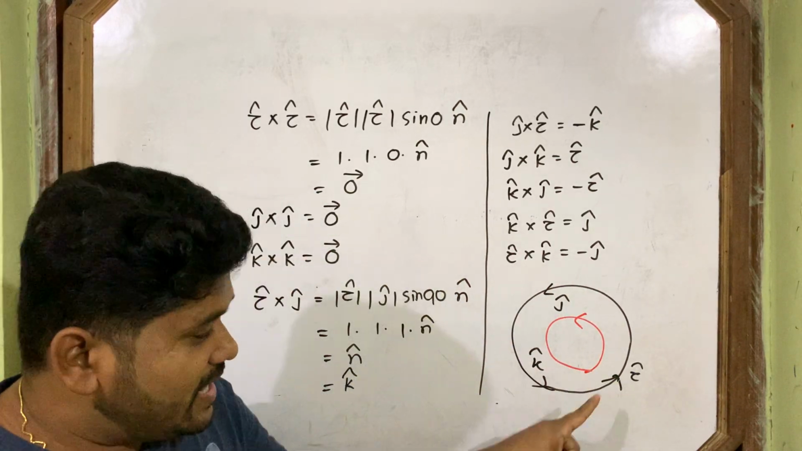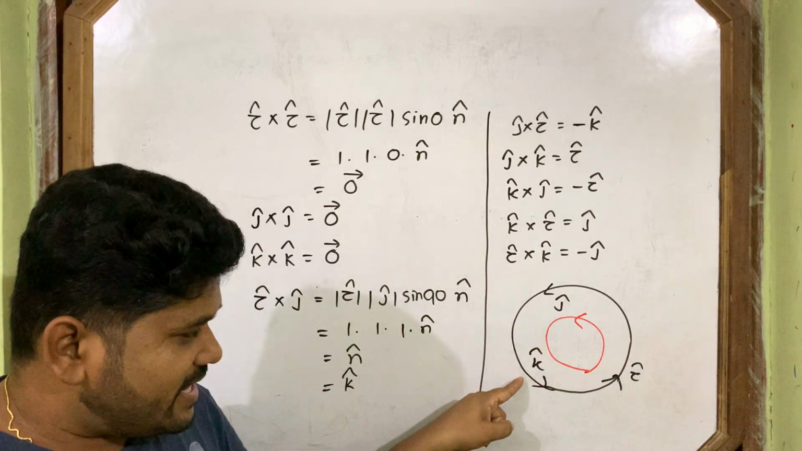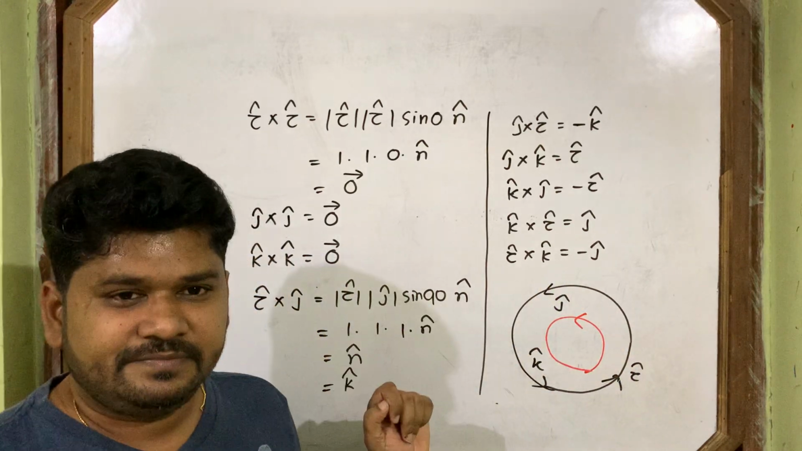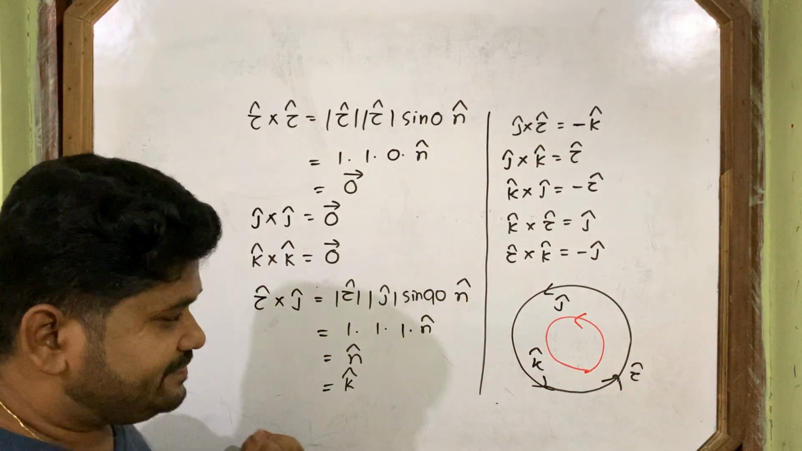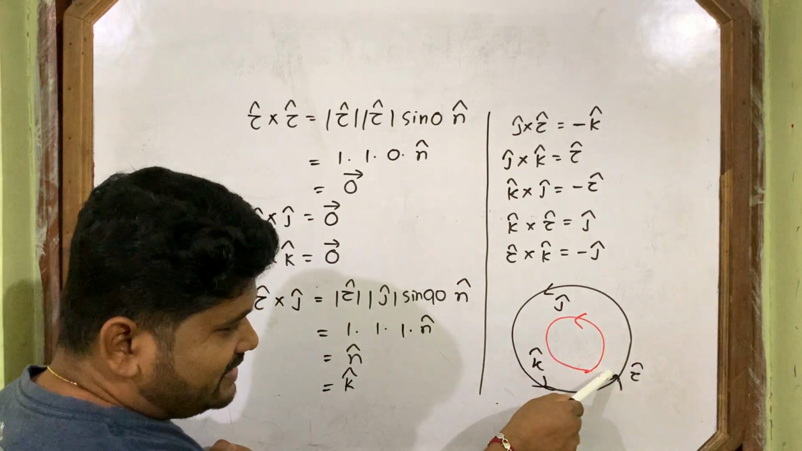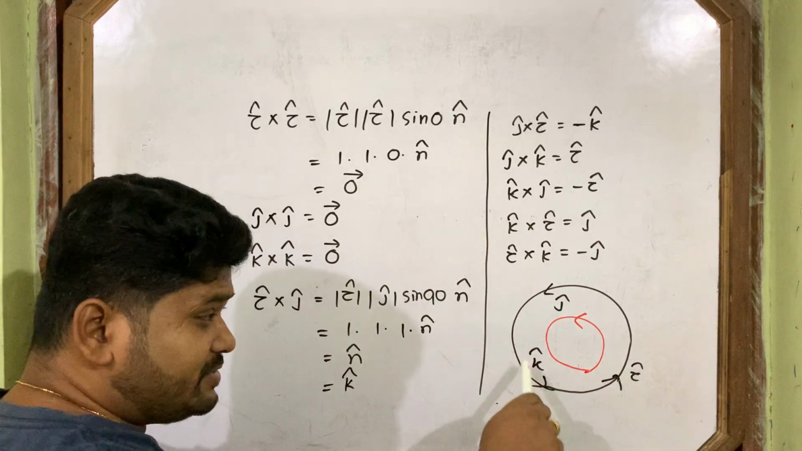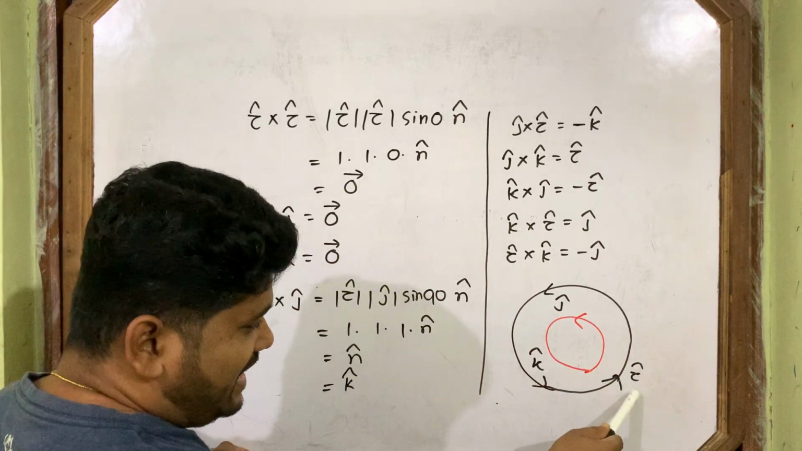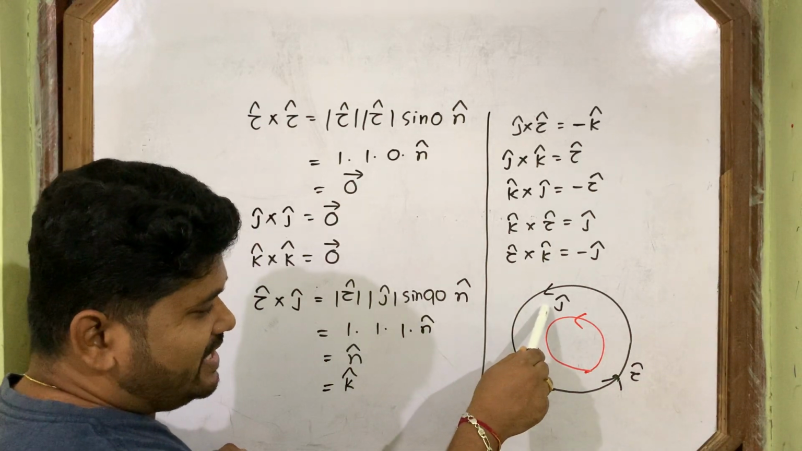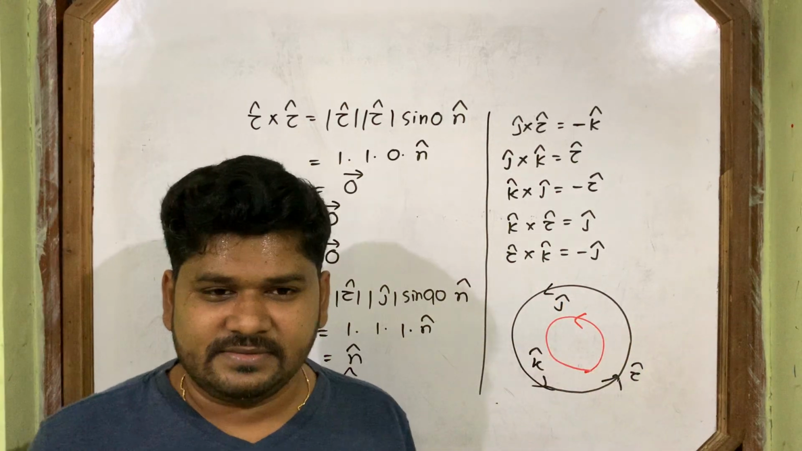Again, I am telling you: i cap cross j cap is k cap, j cap cross k cap is i cap, k cap cross i cap is j cap. If you go in reverse, j cross i is minus k, because you are going in reverse direction. i cross k is minus j, k cross j is minus i, because you are going in reverse direction.